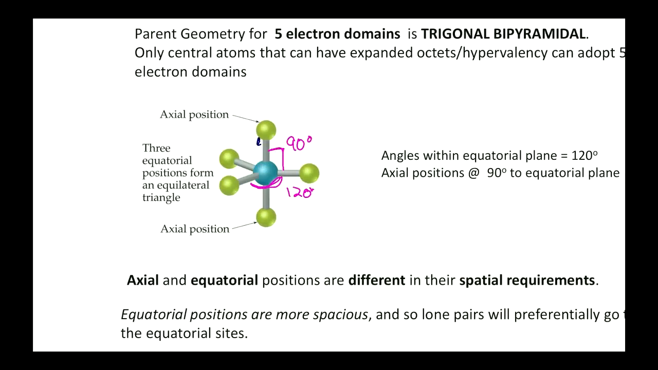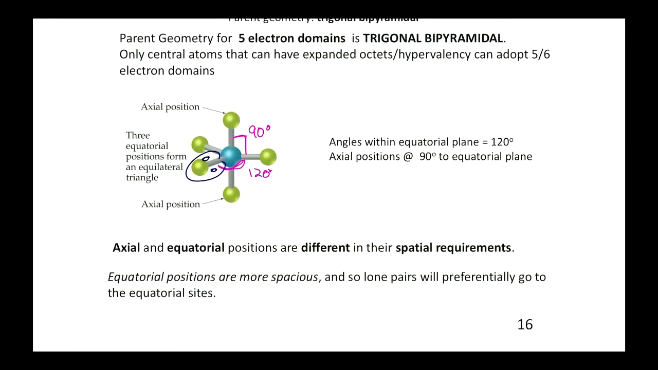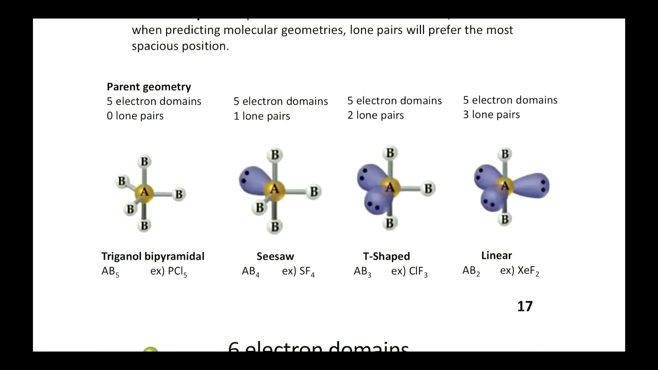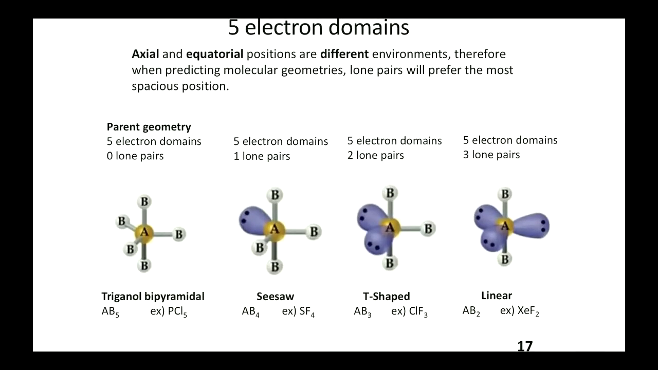Versus if you were in the equatorial position, you have 2 bonds that are 90 degrees from you, but you also have 2 bonds that are 120 degrees from you. So if you're a big, fat, fluffy electron, where do you want to go? Where you're 90 degrees from something or 120 degrees from something? 120, so you're going to preferentially take the equatorial position. That's how we get these different shapes when we start putting on lone pairs. You just want to think, where does that big fluffy electron go?